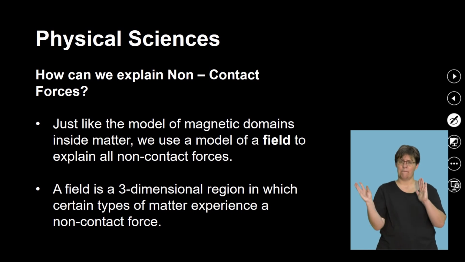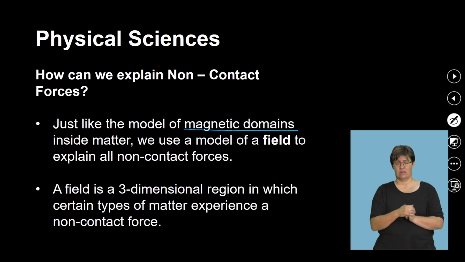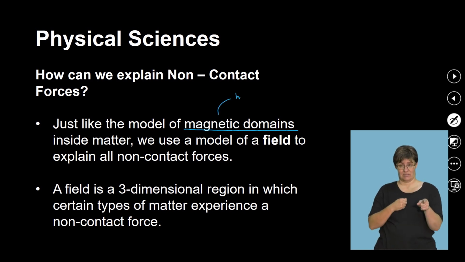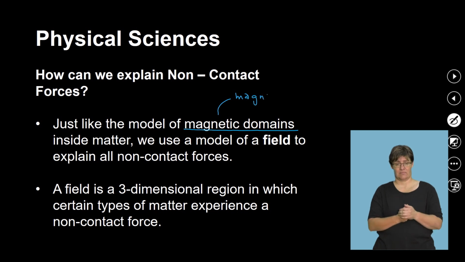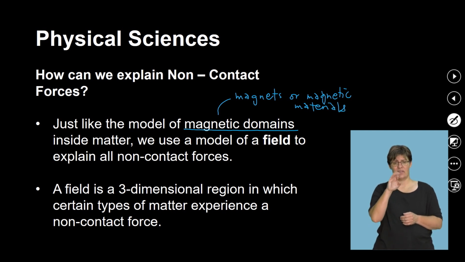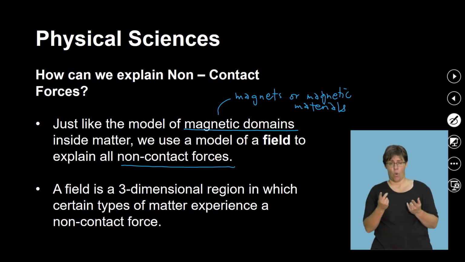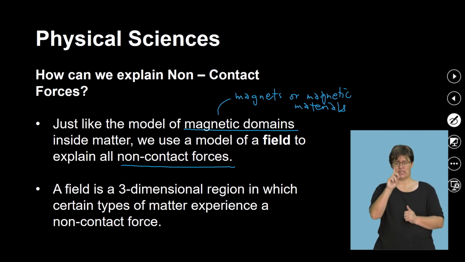Now, just like the model of the magnetic domains, which we spoke about for magnets or magnetic materials, we also use a model of a field. A field is a region outside the magnet in which there will be a non-contact force, and the non-contact force is between a magnet and another magnet, or between a magnet and a magnetic material. So a field is actually three-dimensional.